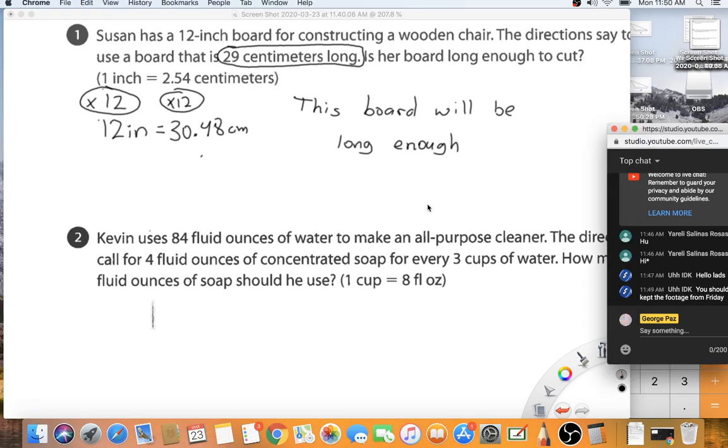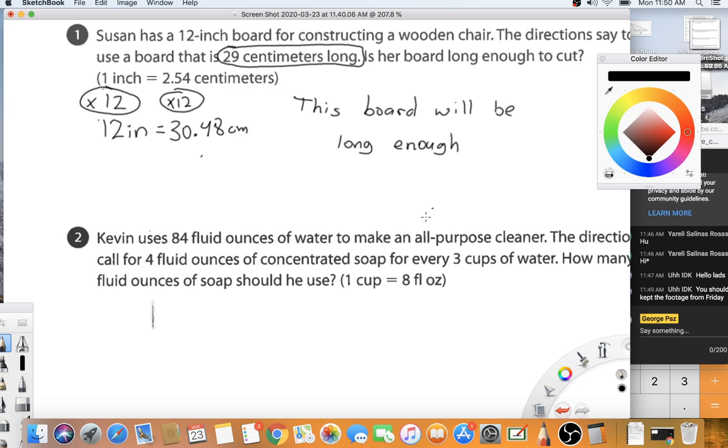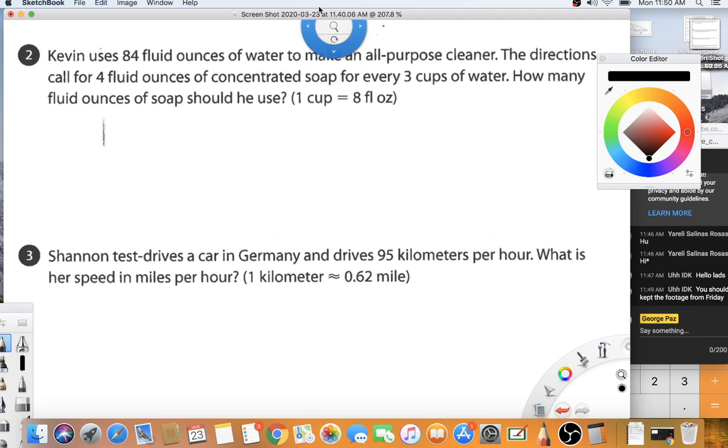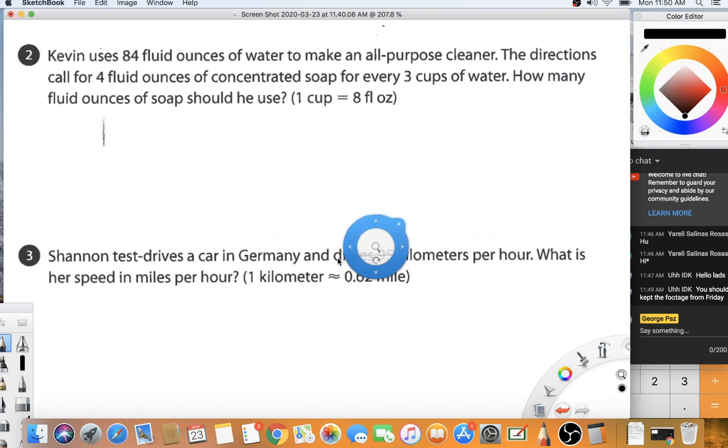Now for the next problem, we're going to go to number 2. Number 2 asks us, Kevin uses 88 fluid ounces of water to make an all-purpose cleaner. The directions call for 4 fluid ounces of concentrated soap for every 3 cups of water. So every 4 fluid ounces of soap, they have to use 3 cups of water.